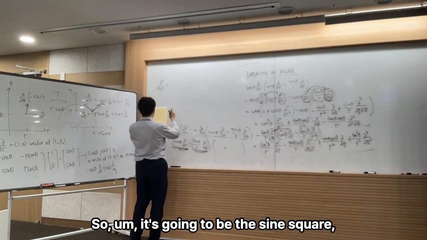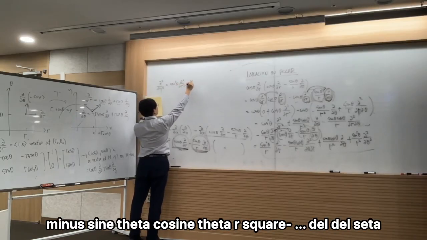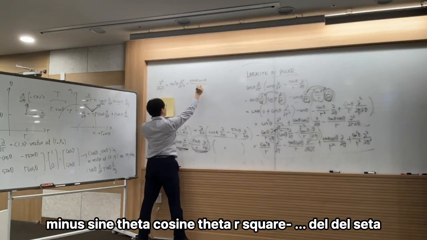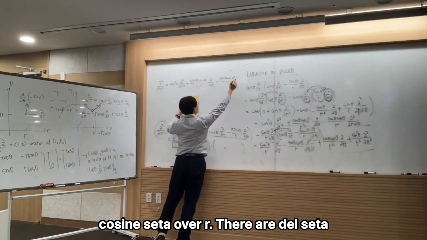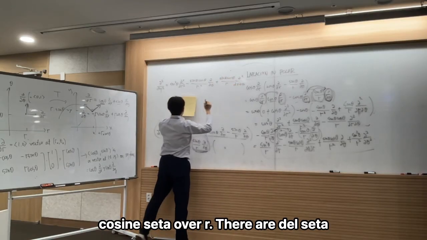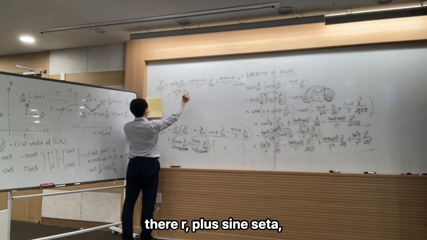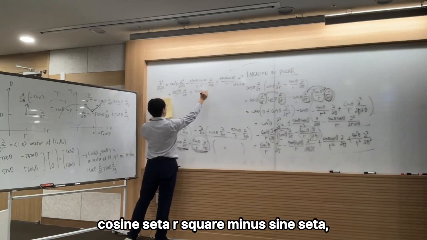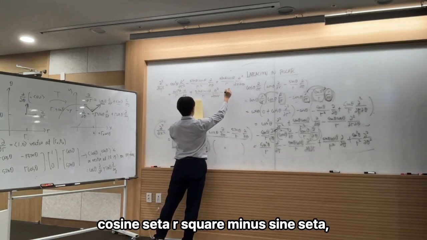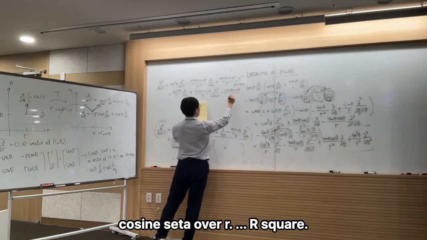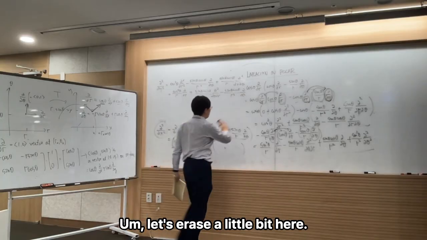So it's going to be sine squared theta ∂r, minus sine theta cosine theta over r squared ∂θ, and sine theta cosine theta over r ∂θ, and what? Cosine squared theta ∂r, plus sine theta cosine theta, r squared, minus sine theta cosine theta over r squared, ∂θ. Let's erase a little bit here.